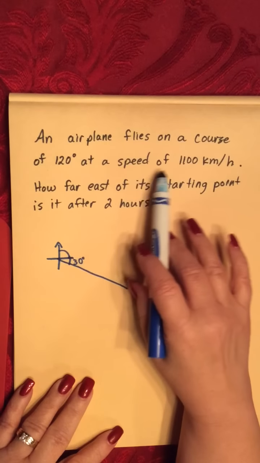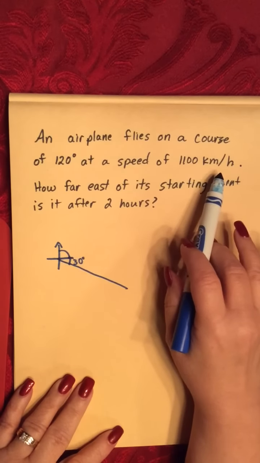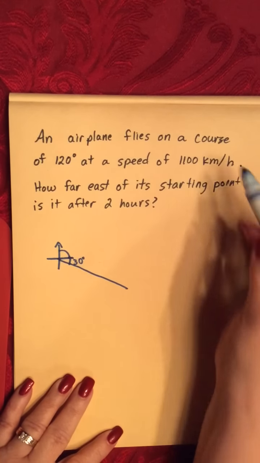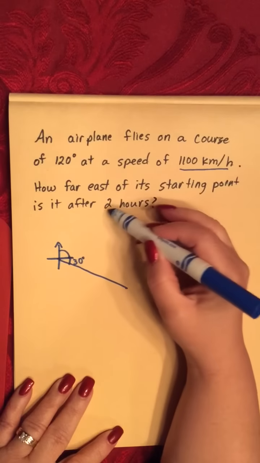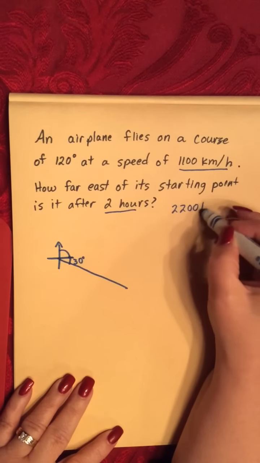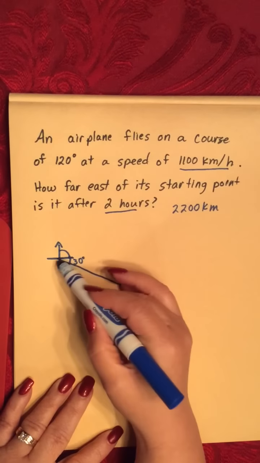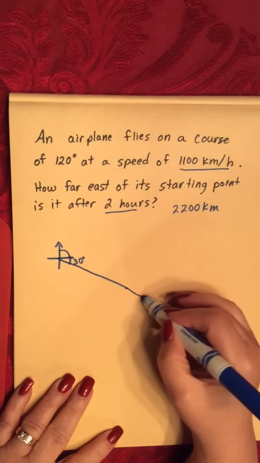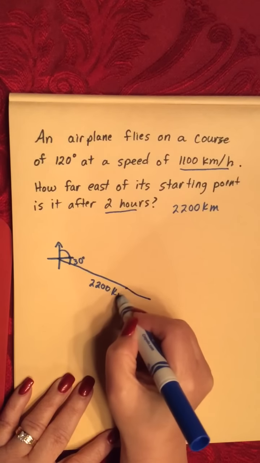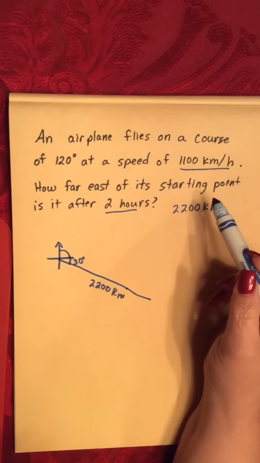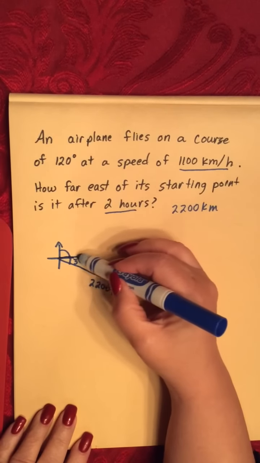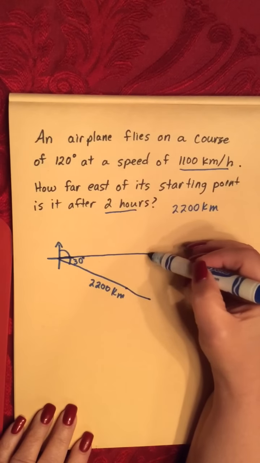And it's flying at a speed of 1,100 kilometers per hour, and it says how far east of its starting point is it after 2 hours. So if it goes 1,100 kilometers per hour for 2 hours, I'm going to say it travels 2,200 kilometers. Okay, so it's traveling on this course right here, and it goes for 2,200 kilometers. Then the question says, how far east is it from its starting point? So we started here, and it's asking how far east would I go.